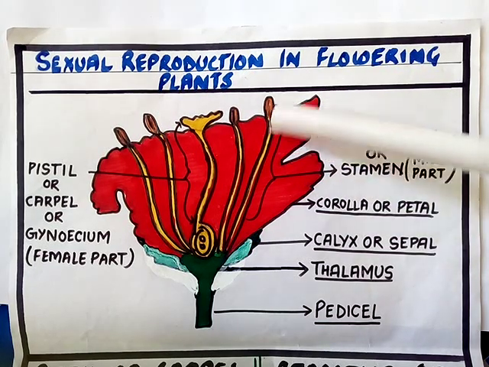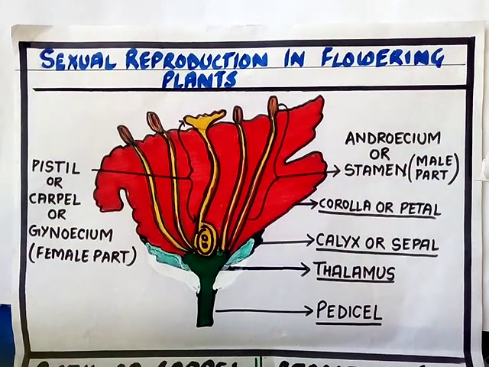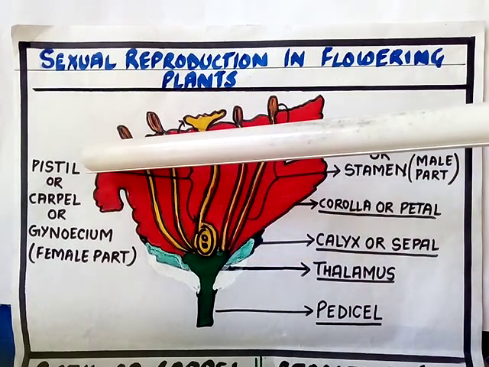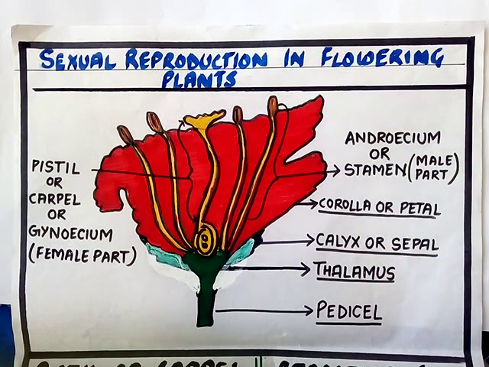After that, the third whorl of the flower is the stamen or androecium. It is the male part of a flower. After that, the fourth whorl of the flower is known as the pistil or carpel or gynoecium, which is also known as the female part of the flower. So now let's talk about the androecium or stamen, that is the male part of a flower, and the pistil or carpel or gynoecium, that is the female part of the flower.